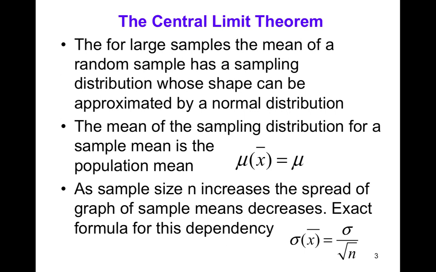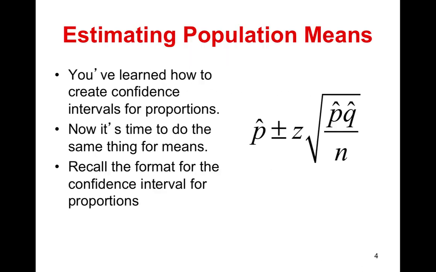And the other has to do with the standard deviation or standard error, and that has a dependency on the sample size. The larger the sample size, the less variability in the sampling distribution for the mean. Specifically, the standard deviation of the sampling distribution of the mean, referred to as the standard error, is the population standard deviation divided by the square root of n.